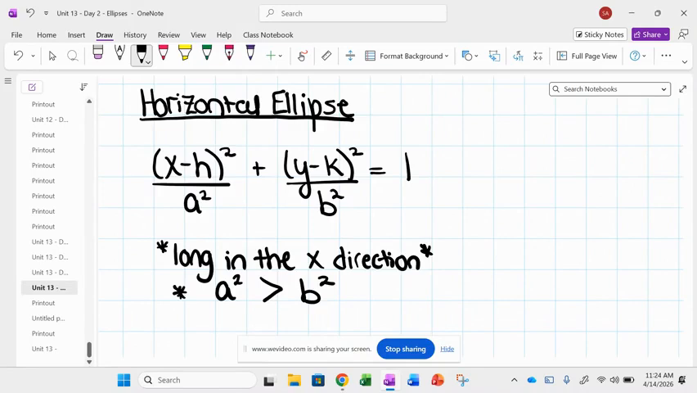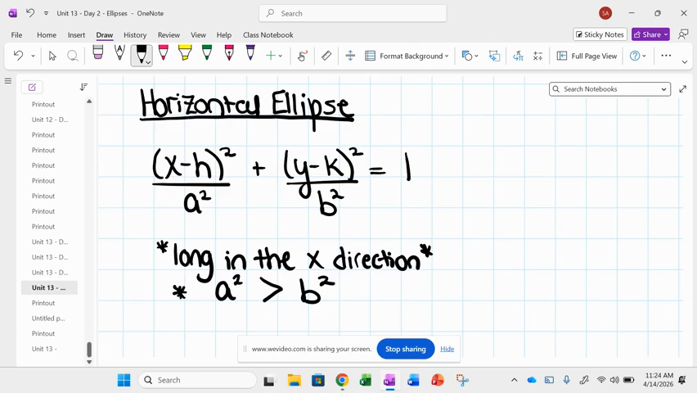Another thing I want to point out, notice how there's no number in front of the parentheses. We cannot have a number in front of the parentheses that's not 1. The only number that can be in front of those parentheses is a 1. Same thing for a circle. The only number that can be in front of the parentheses for a circle also is 1. All right, so this is a horizontal ellipse.